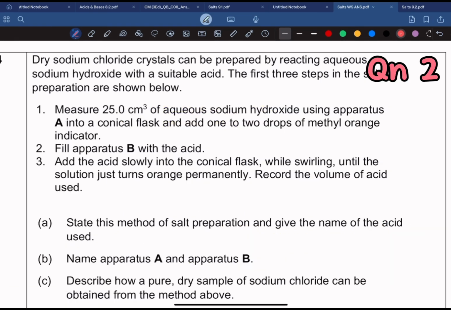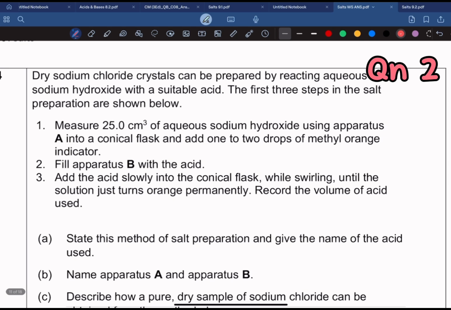Okay, now let's move on to question 2. In question 2, we are preparing sodium chloride crystals. For the first question we ask ourselves, we know that it's soluble. We move on to the next question, we know that this is a group 1 metal. And so this must be prepared by the titration method.